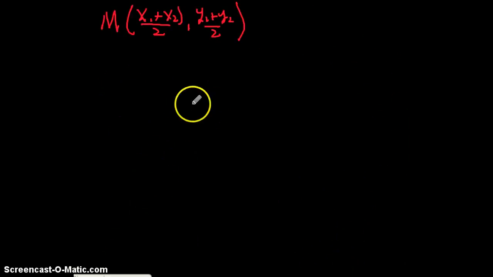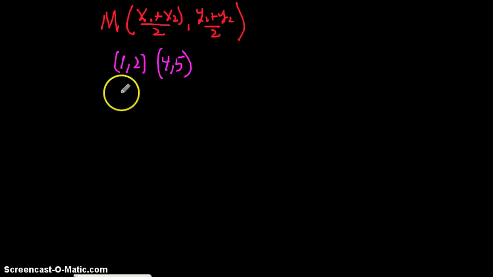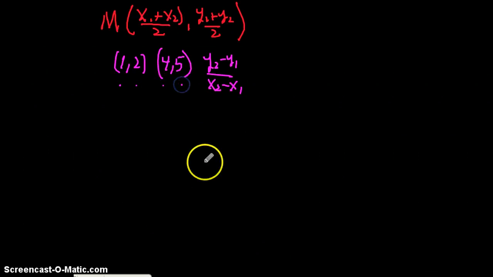Okay, folks, remember on the midpoint formula, the x value is just the average of the two x values, and the y value is just the average of the two y values. Okay, we're talking about finding the equation of the line. Now, remember, you're going to have to use the slope formula, y sub 2 minus y sub 1 over x sub 2 minus x sub 1. This is x1, y1, x2, y2.